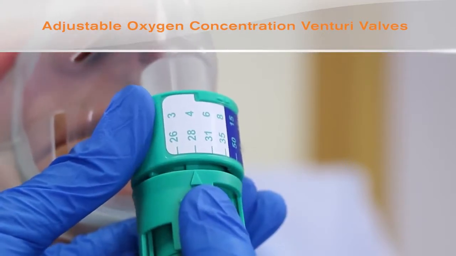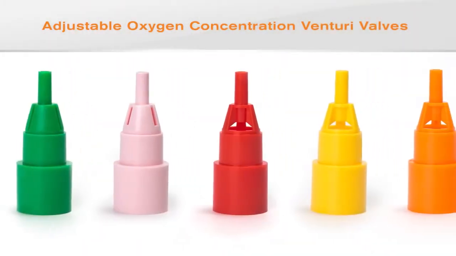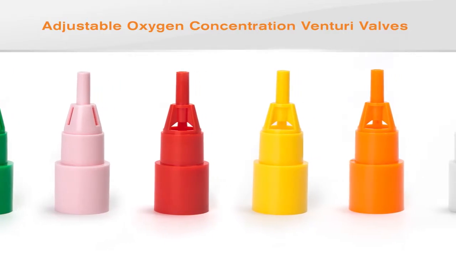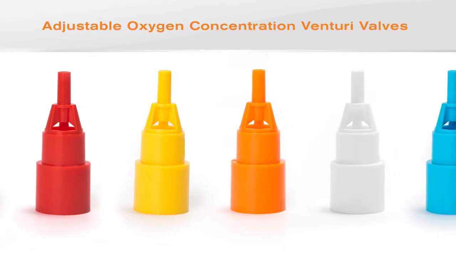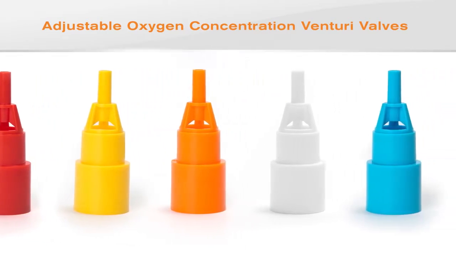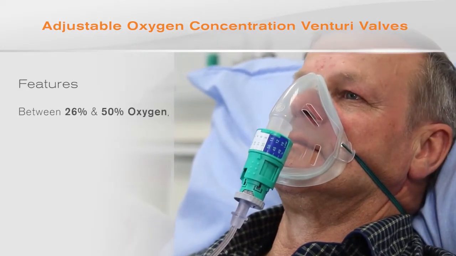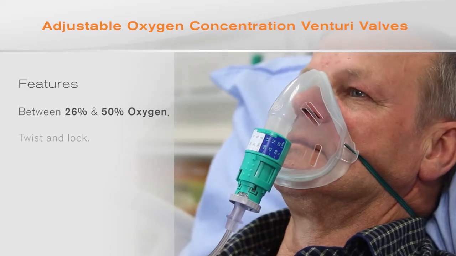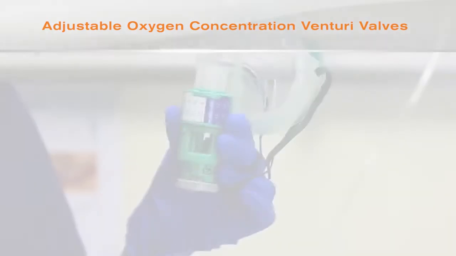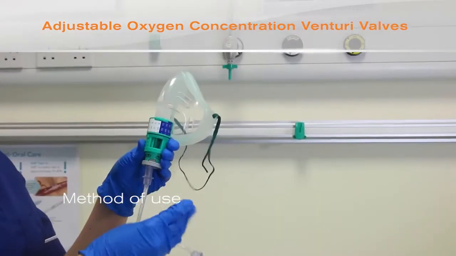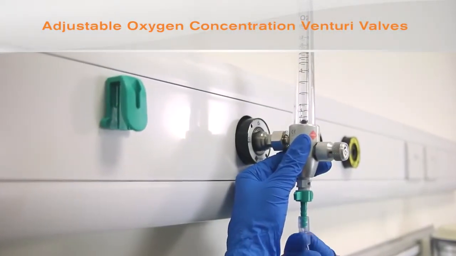As the valve does not have to be replaced each time the prescribed oxygen concentration changes, the changes can be made quickly. It also means that different valves do not have to be held in stock by the hospital. The Silente adjustable Venturi can be set to concentrations between 26 and 50% and incorporates a twist lock mechanism to prevent inadvertent concentration changes. As with a fixed valve, attach one end of the oxygen tubing to the valve spigot and the other end to the oxygen flow meter.